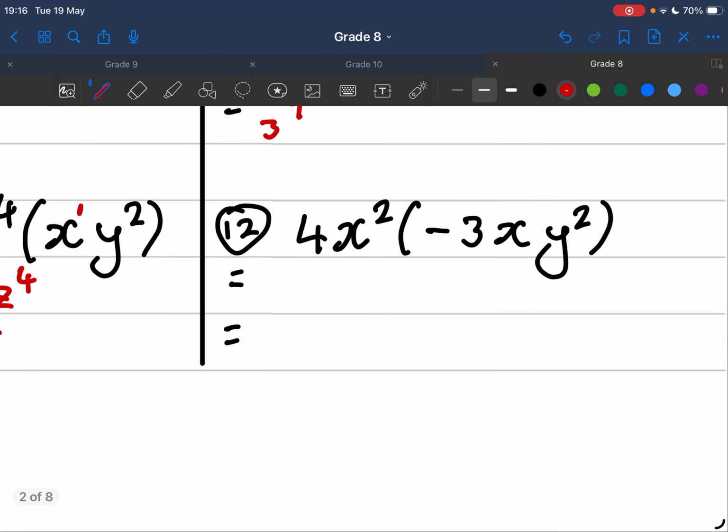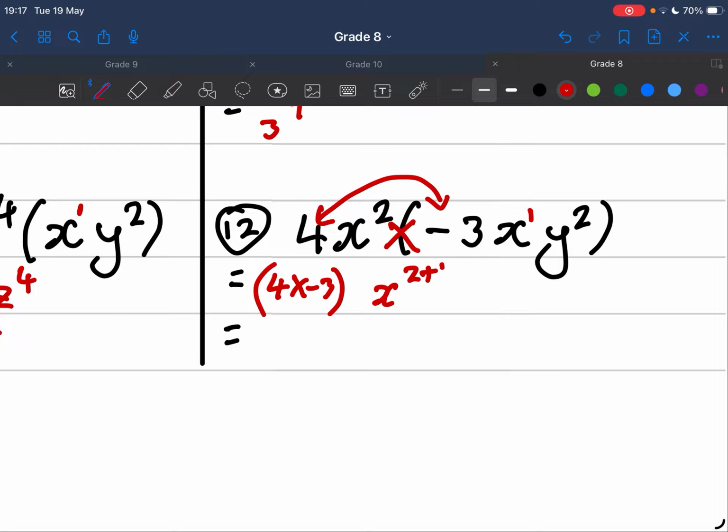For this one, we are multiplying, so you multiply coefficients if there's not an identical base. So you would say 4 times negative 3. And then you get x to the power 2 plus 1 and y squared. So your answer is negative 12x cubed y squared.